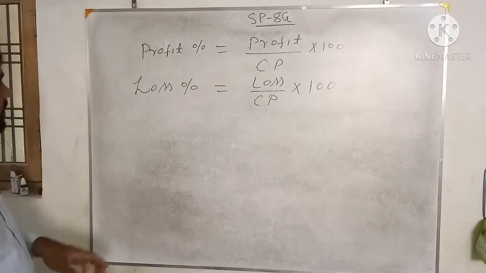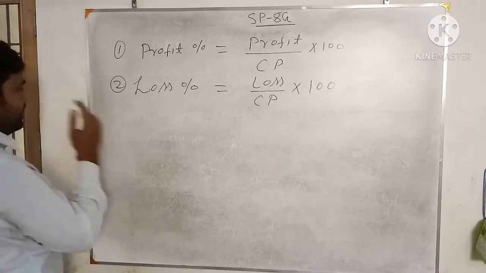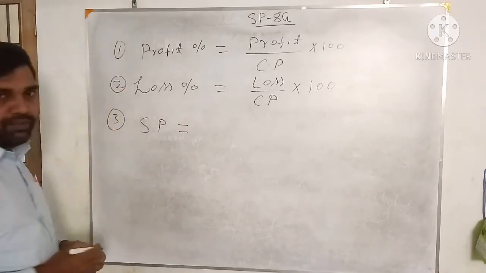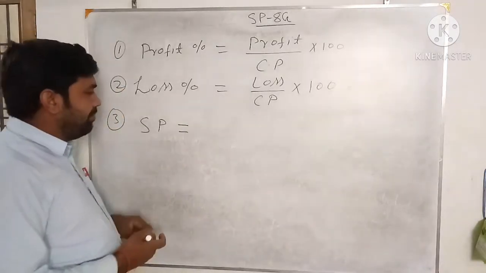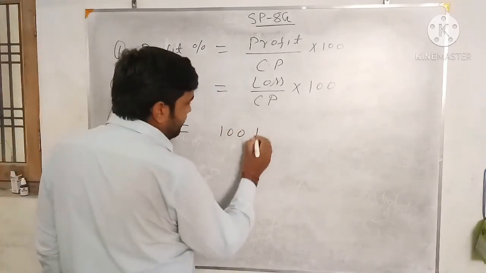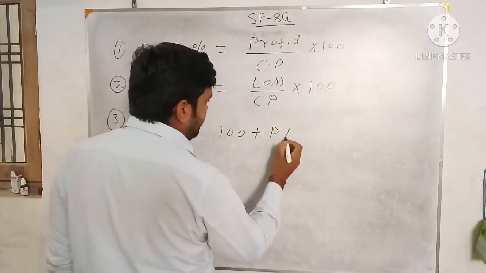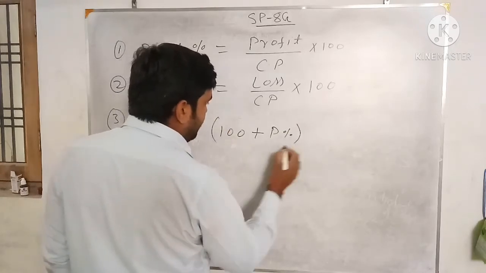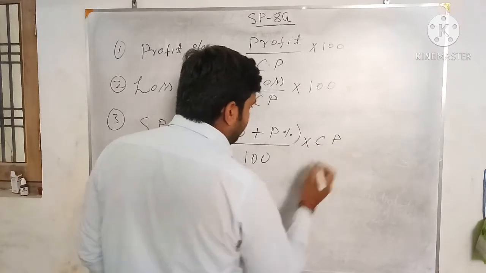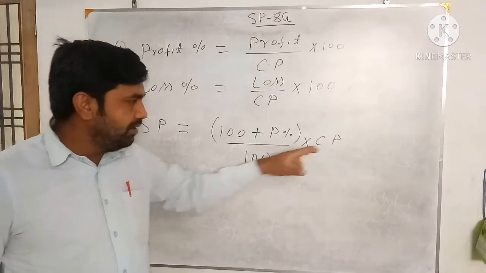Now another formula, how you calculate the selling price. Third formula, to calculate the selling price. If the profit percent and cost price are given, then the selling price is 100 plus profit percent, taking profit as P, so 100 plus P upon 100, into cost price. Selling price equals 100 plus profit percent upon 100 into cost price.